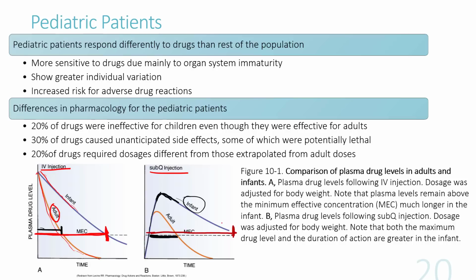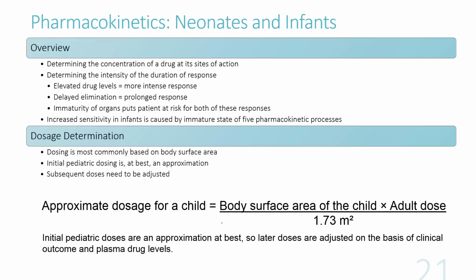So again, drug doses and drug administration need to be adjusted accordingly. In neonates and infants, so remember infants is 12 months and less, you need to actually figure out whether or not a drug can reach its site of action and how quickly it does that. And then you need to determine the intensity or duration of the drug response. So we're going to look at the immaturity of the infant with the 4 pharmacokinetic processes.